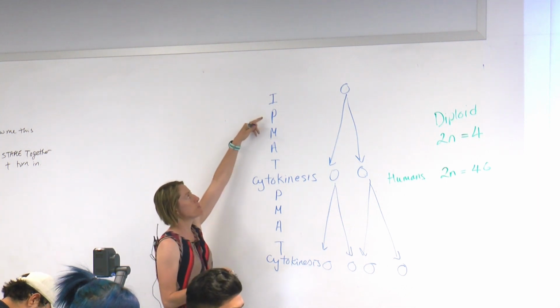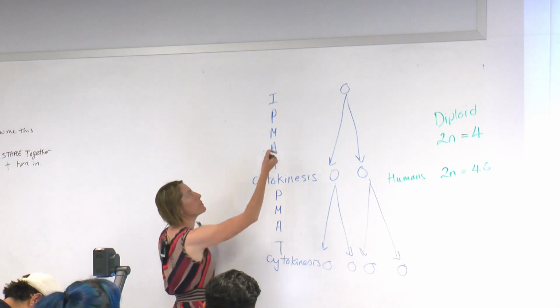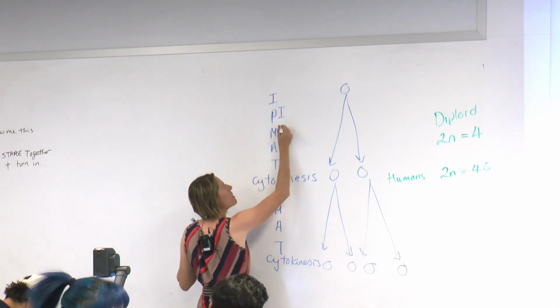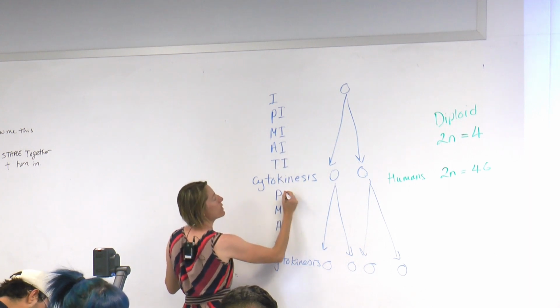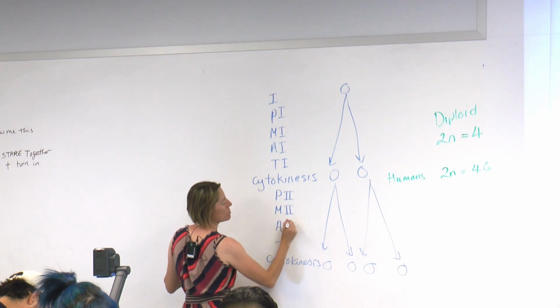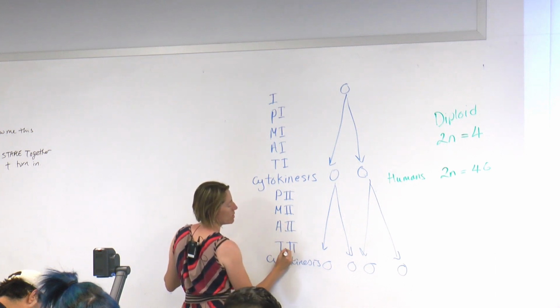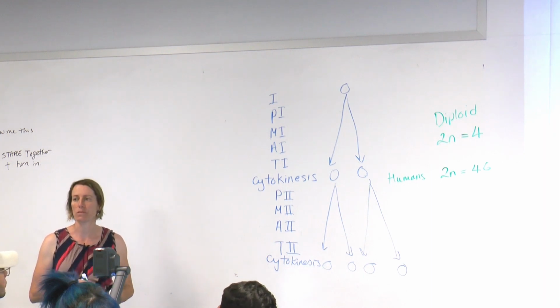So that we know the difference between whether we're doing the first division or the second division, we put numbers here. So we call this prophase 1, metaphase 1, anaphase 1, telophase 1, followed by prophase 2, metaphase 2, anaphase 2, and telophase 2. And you've got to put those numbers.